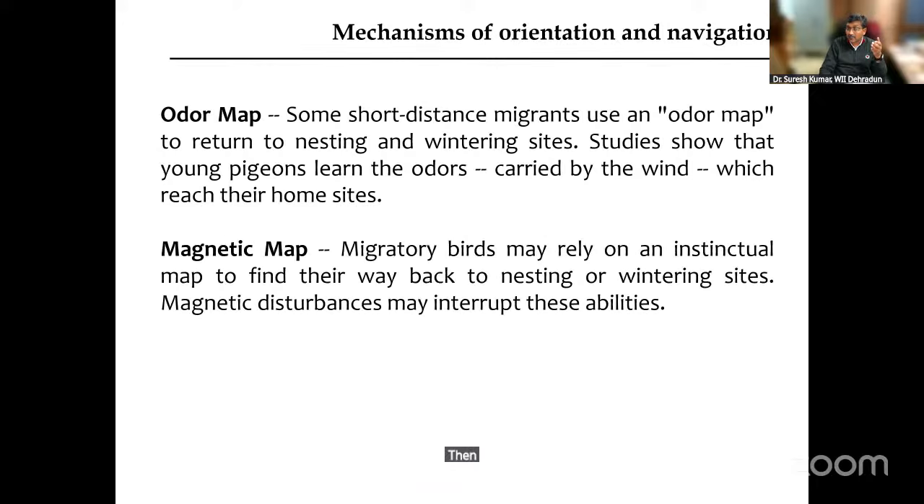Then there is the magnetic map. Migratory birds rely on an instinctual map to find the way back to nesting or wintering sites.